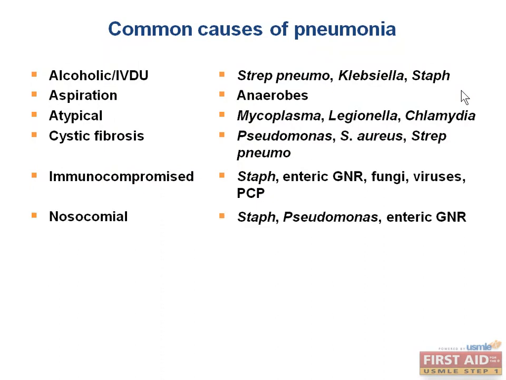Hospital-acquired pneumonia is often from Staphylococcus aureus, Pseudomonas, or other enteric gram-negative rods. Patients with recent viral infections can often get pneumonia from Staphylococcus or Haemophilus. This is known as secondary pneumonia, where the bacterial pneumonia is superimposed on the viral pneumonia.